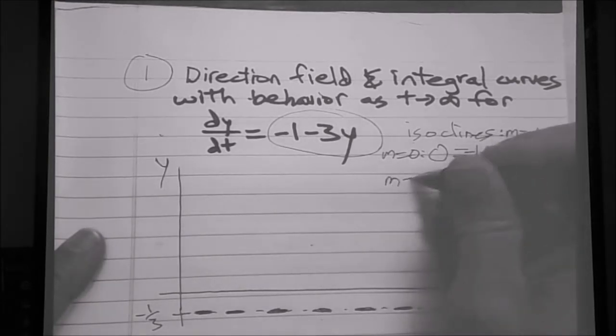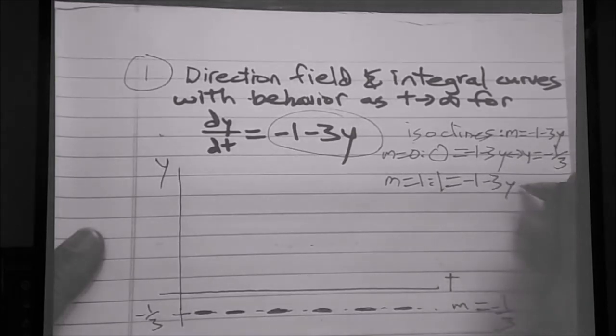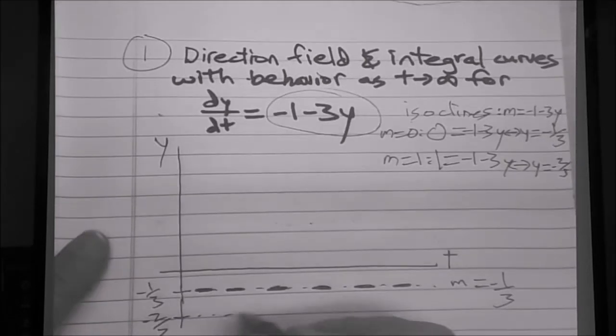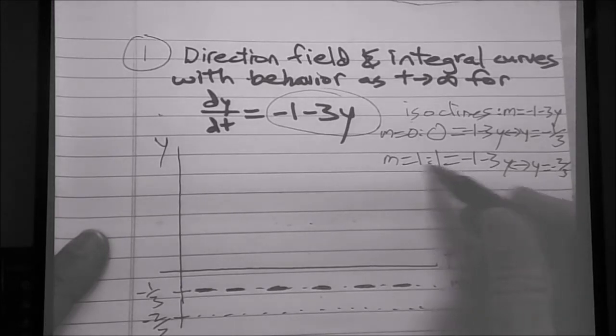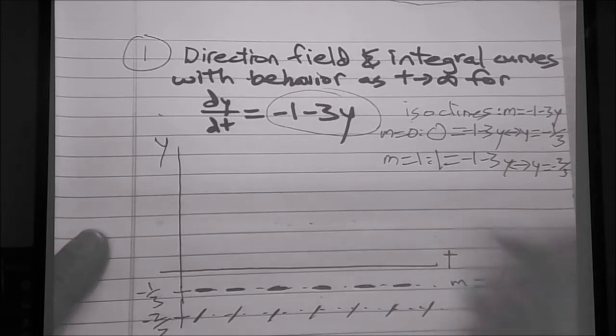Now let's try m equals 1. Along this isocline, 1 equals minus 1 minus 3y. Equivalently, if you add 1 to each side and divide by 3, you get y equals minus 2/3. So we go down a little further to minus 2/3 on the y-axis. And everywhere along this isocline, the direction field segments will have slope 1. So now you draw a whole bunch of slope 1 segments. Something like that, maybe. And now you're starting to fill up the plane with these little line segments. The line segments are the direction field. These dots are the isoclines I'm using to sketch them.